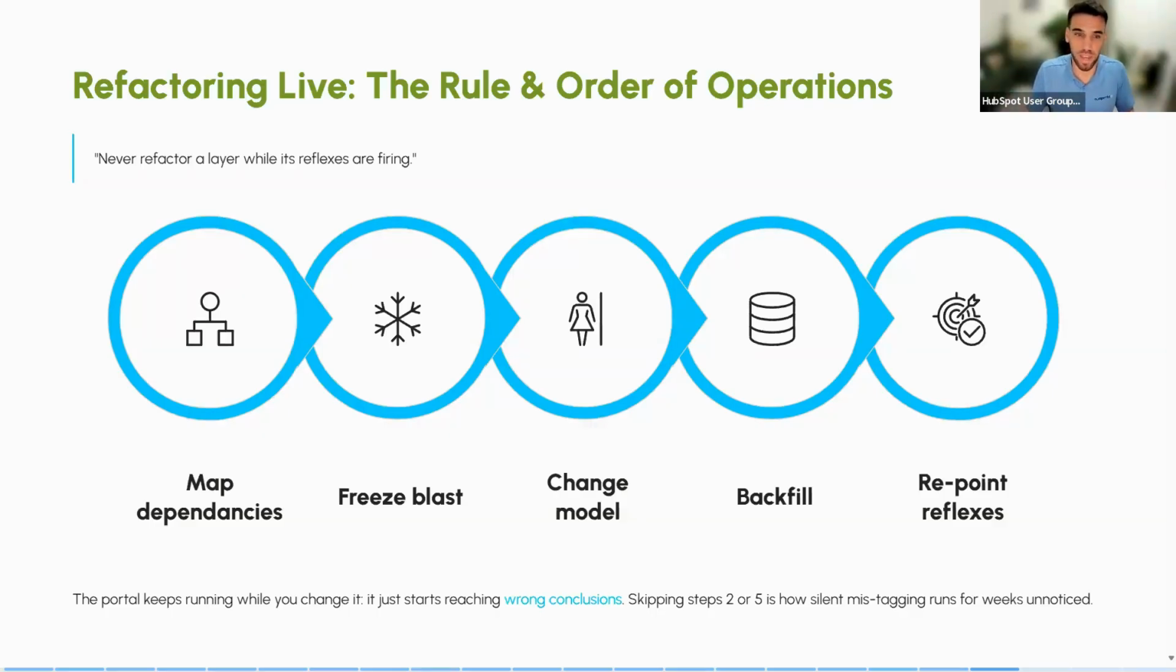Then you want to go to what we call a freeze blast. It's essentially, all right, put a halt on everything. So I've mapped out my new donation pipeline. I know it's connected to a bunch of workflows that send out reminder emails.